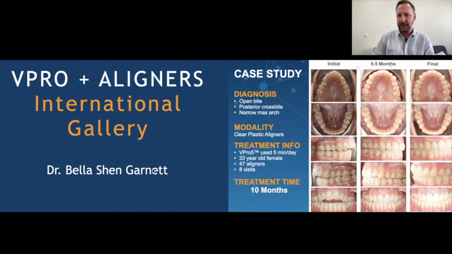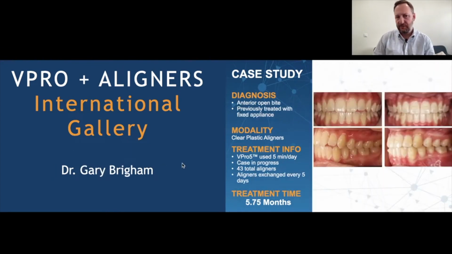Okay, this other case from this doctor, Bella Shane Garnett, 47 aligners case with an open bite. She could move in 10 months from this open bite to this final outcome with only 8 visits and using the Vipro, changing aligners faster.